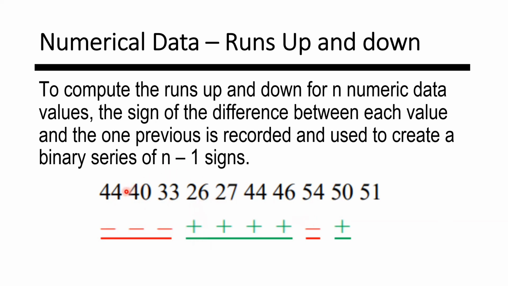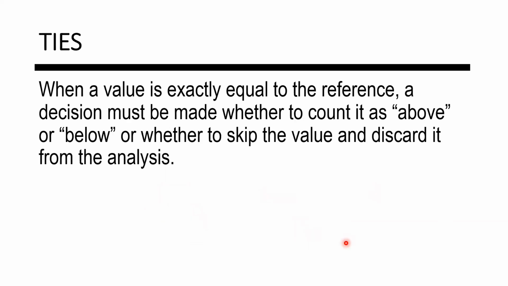Then we compute the runs, just like in the binary one, because we have negative and positive symbols here. So 1, 2, 3, 4. Thus, in this example, we have 4 total runs. Ties. When a value is exactly equal to the reference, a decision must be made whether to count it as above or below, or whether to skip the value and discard it from the analysis.